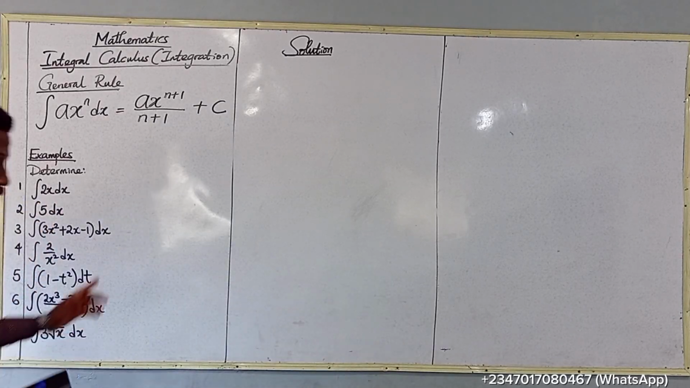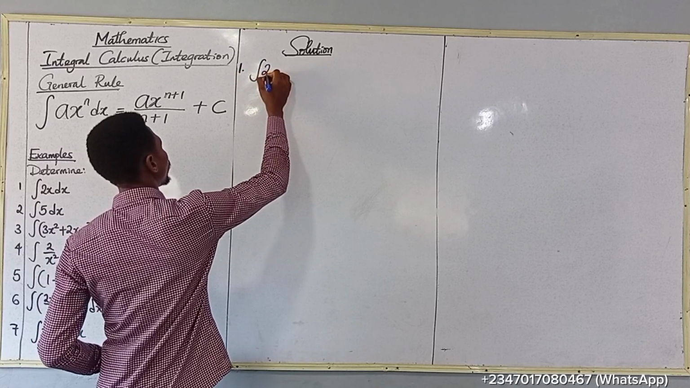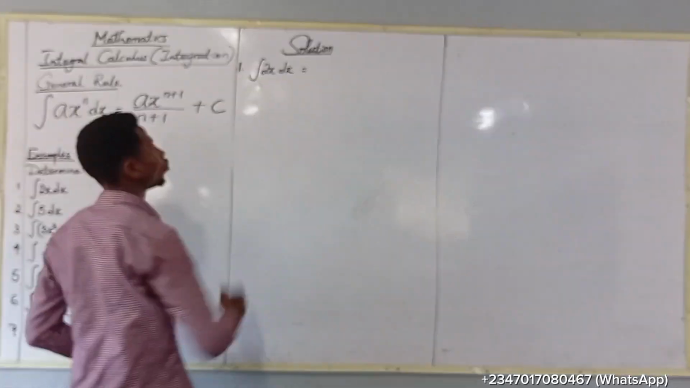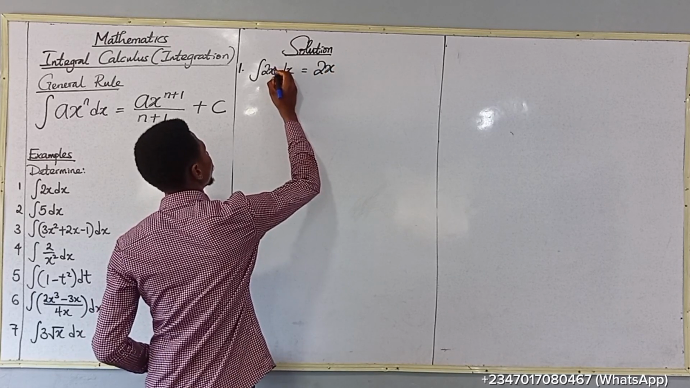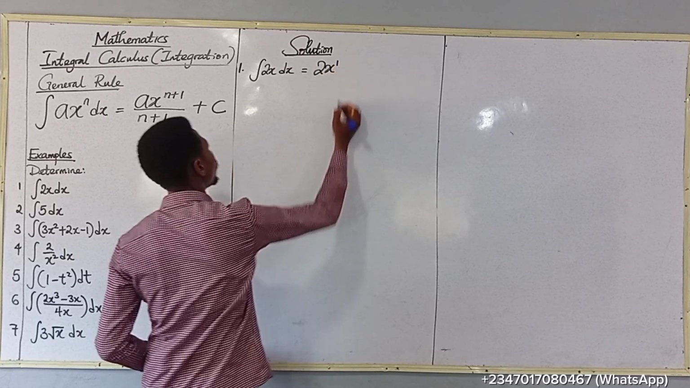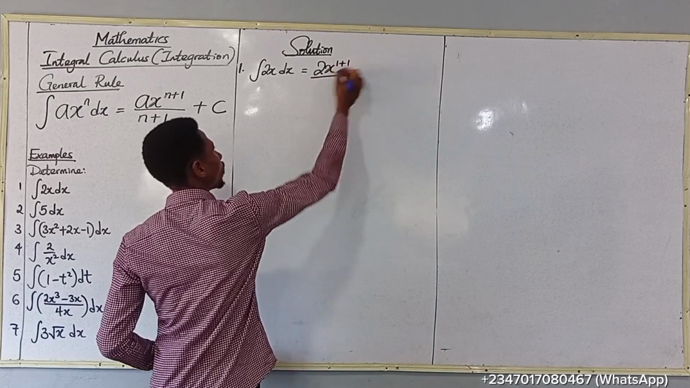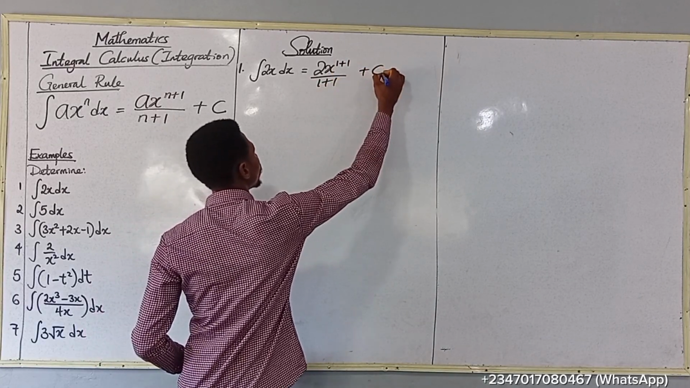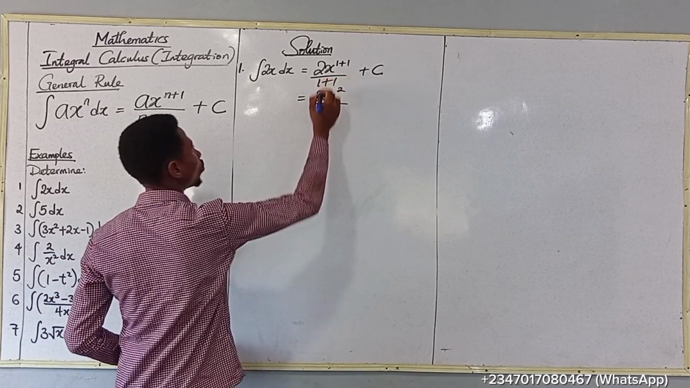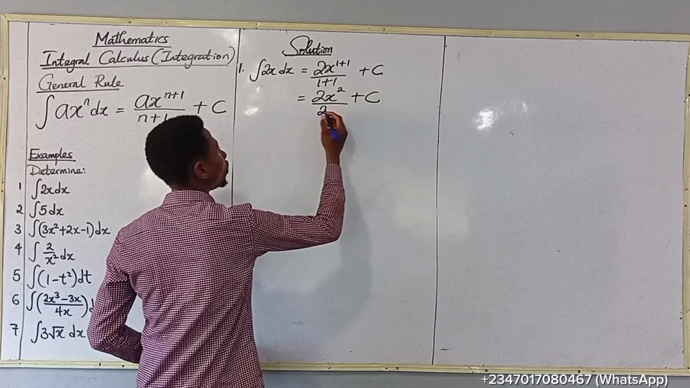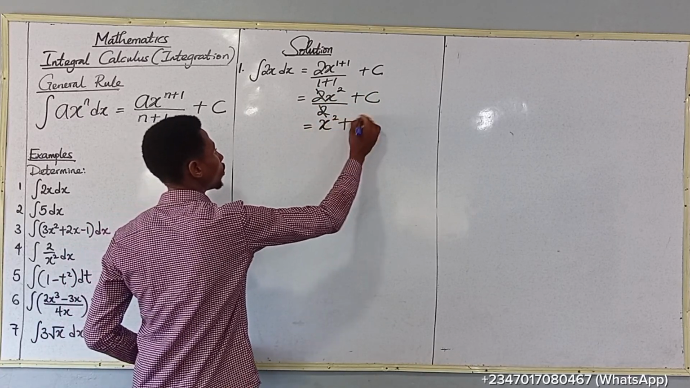But to apply that to solve these questions, let's start with number 1. We have the integral of 2x dx. This will become 2x. What's the power of x? When it's standing on its own, the power is usually 1. So we're going to add 1 to it, then we divide by that sum, 1 plus 1, plus c. So this is going to be 2x raised to the power 2 over 2 plus c. 2 can cancel out 2, and we have x squared plus c.